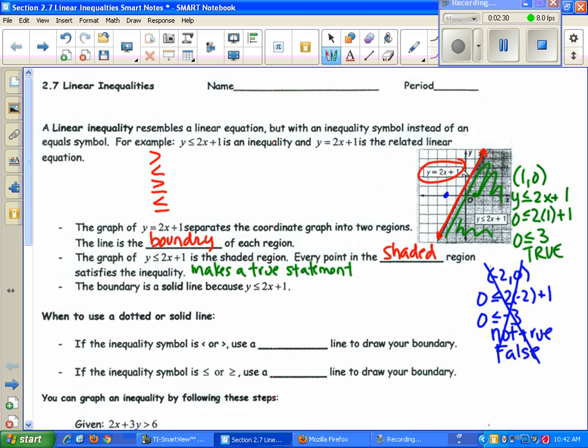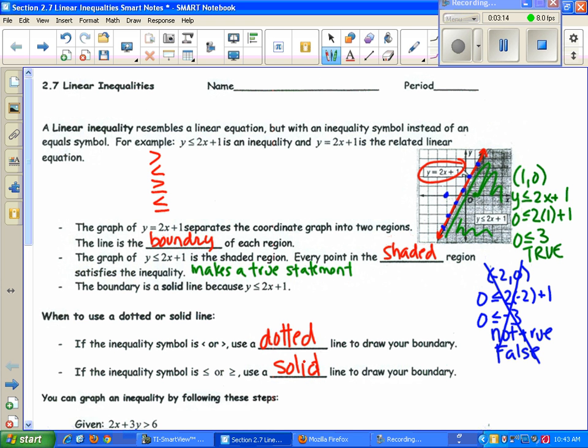So that's the difference when we're graphing inequalities: we don't just have the line as our answer, we also have a shaded region that we need to include. If the inequality symbol is less than or greater than, we're going to use a dotted line to draw the boundary. If the inequality symbol is less than or equal to or greater than or equal to, we're going to use a solid line to draw the boundary, because when it's equal to, any point on my line, if I were to plug it into my inequality, should make a true statement.